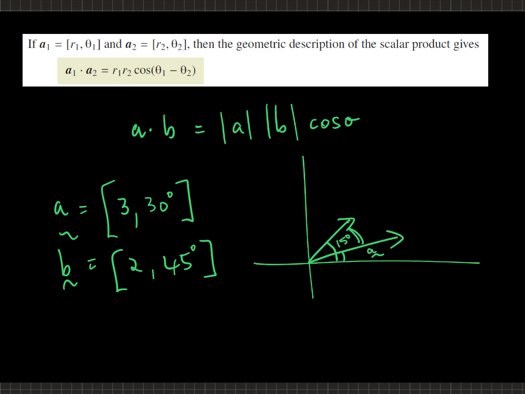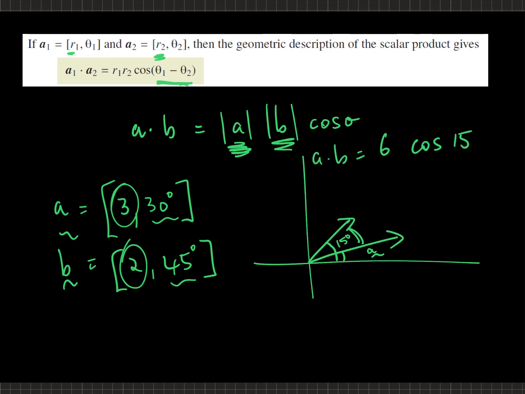And how do we work out a dot b? Well, we already have the length of a and the length of b. That's those things that are there. So it's r1 times r2, and then we subtract the angles to get the angle in between. 45 minus 30 is 15. So cosine of 15 by 3 2's are 6, and that will give us a dot b.